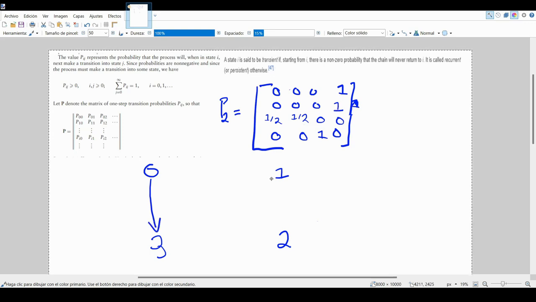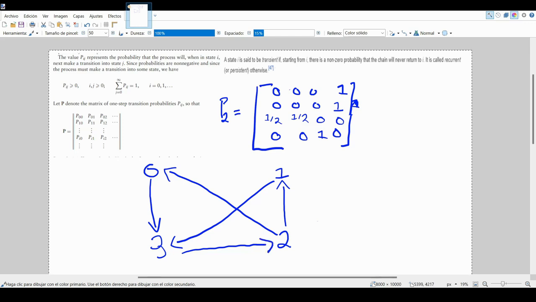Similarly, we can see that 1 has the same characteristic. Now we can look at 2. 2 has a probability of 0.5 to go to 0 and has a probability of 0.5 to go to 1 and no probability to return to itself or go to 3. And then finally we have 3, which is guaranteed to go to 2.